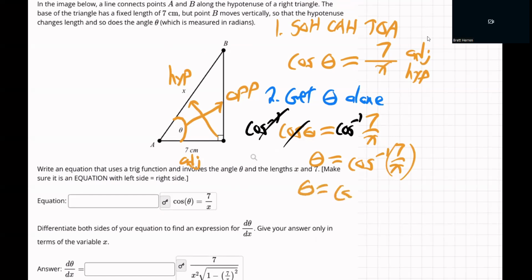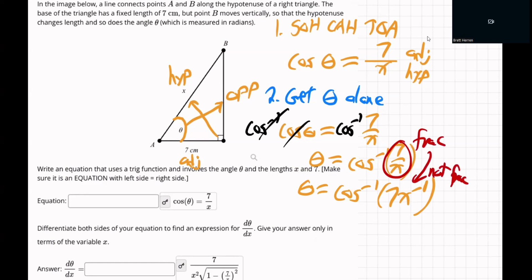Life's going to be easier for us if we make that 7x to the minus 1. See that trick I just did there? Because this guy's a fraction, and I want to change it to not be a fraction. It's still the same thing, right? 7x minus 1 means the minus x goes down, just like that. But this way, it's not a fraction. It's going to be easier for us to do the derivative, which is our next step.